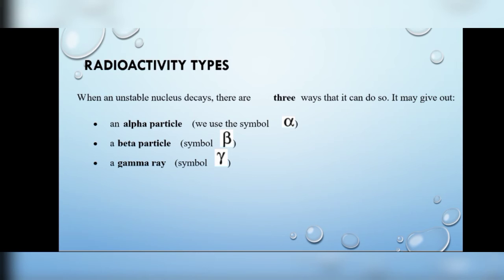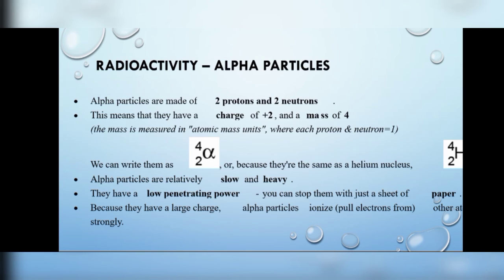Different types of radiations. When an unstable nucleus decays, there are three ways that it can do so. It may give out an alpha particle, a beta particle, or a gamma ray. Radioactivity: alpha particles. Alpha particles are made of two protons and two neutrons. This means they have a charge of plus 2 and a mass of 4. This mass is measured in atomic mass units, where each proton and neutron equals 1.